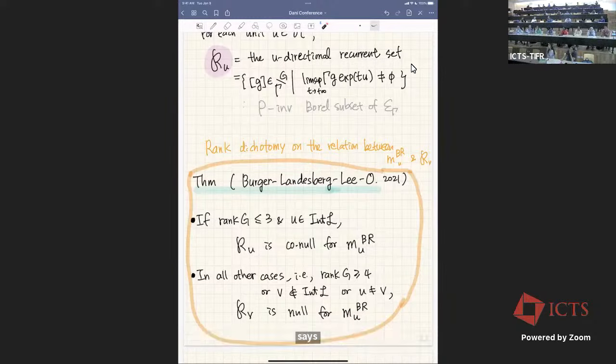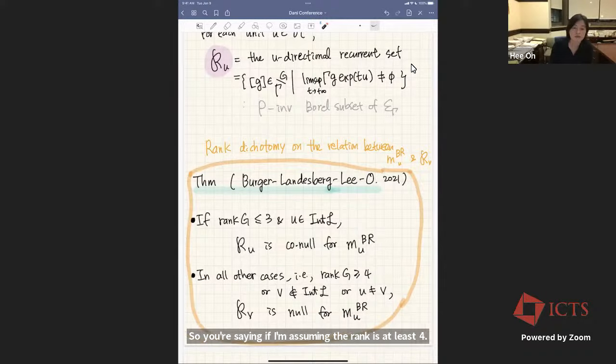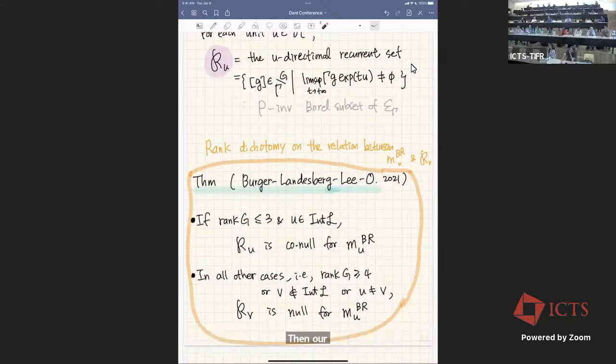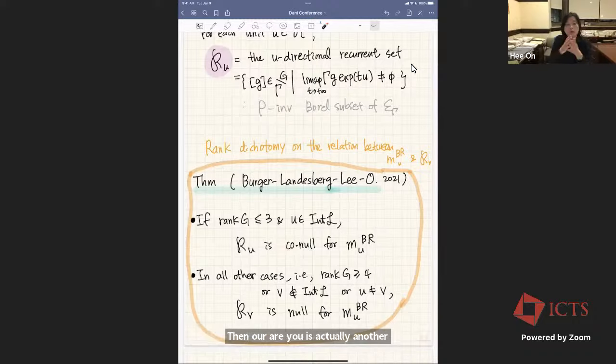I think just logically, I had trouble absorbing the second bullet. So you're saying, if I'm assuming the rank is at least 4, then R_U is actually a null set for the Burger-Robin measure of U? Right. So among the limit set, there are limit points which are recurrent for a certain direction. But since this is higher rank, if you consider all of A, it can be recurrent, but it does not have to be recurrent when I fix the direction, right? There's a huge difference.